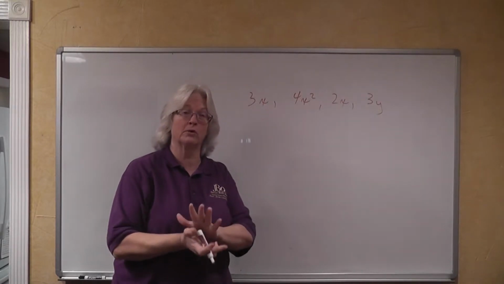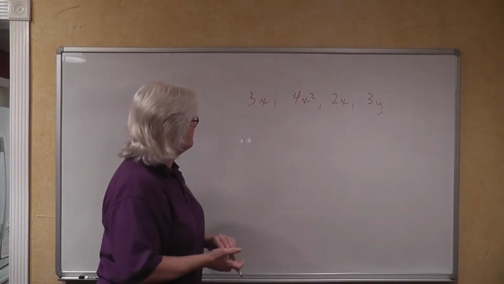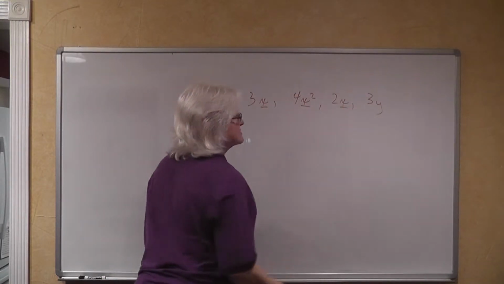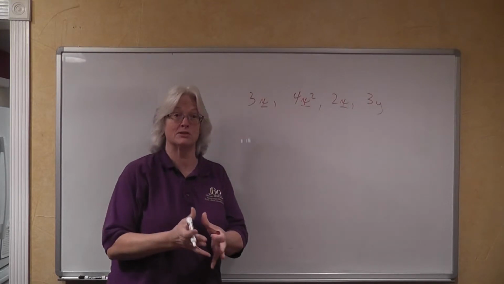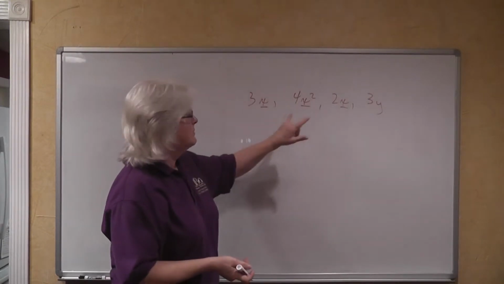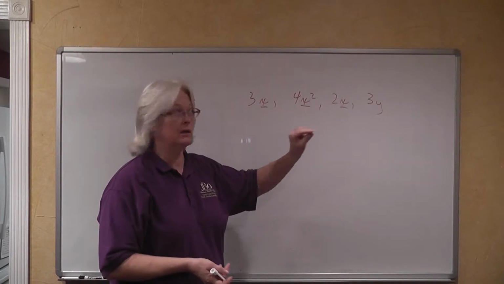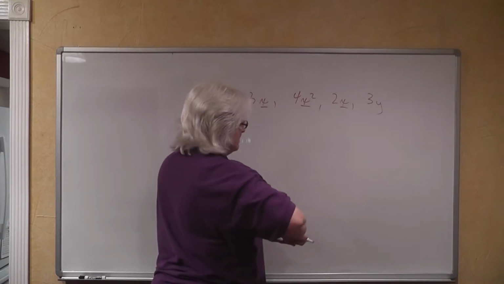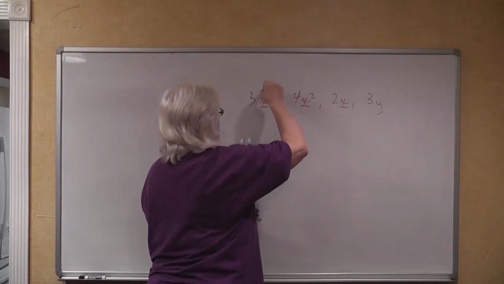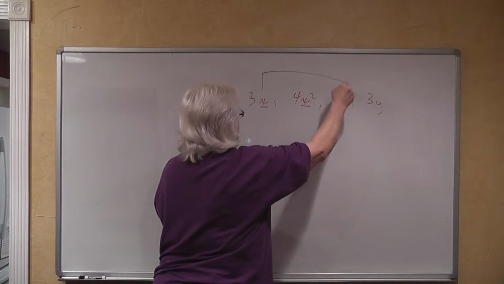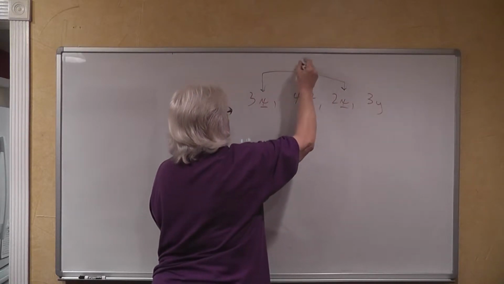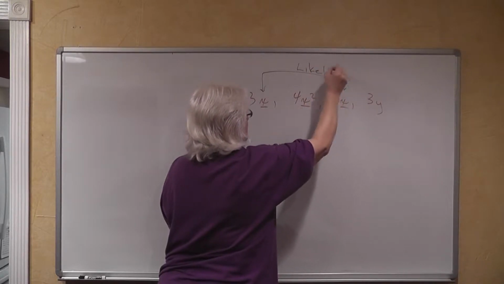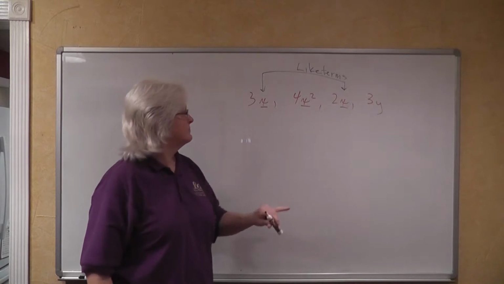We said in order for terms to be like terms, they have to have the same variable. Well, we've got an x, x squared, and an x. So does that mean that all three of these terms are like terms? No, because they also have to be alike in exponent. So these two terms right here, the 3x and the 2x, are the only ones that are going to be like terms, because we have x squared.